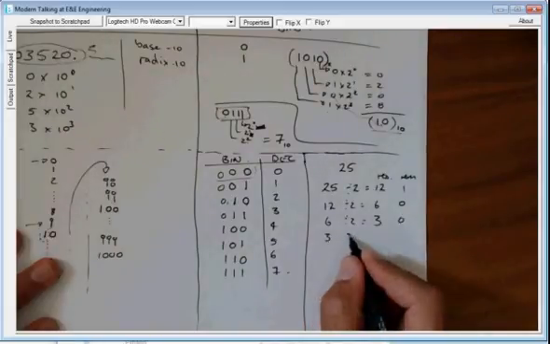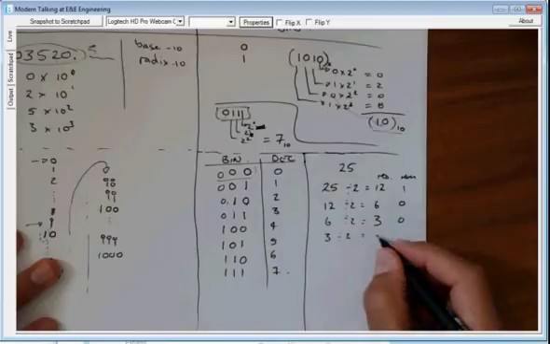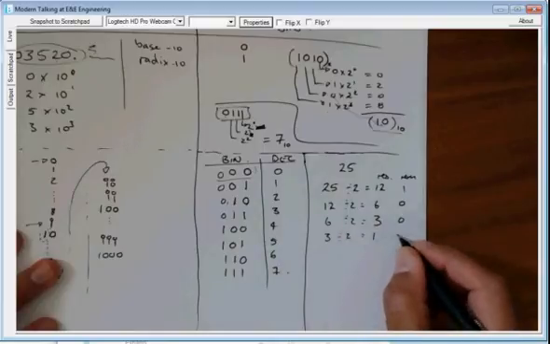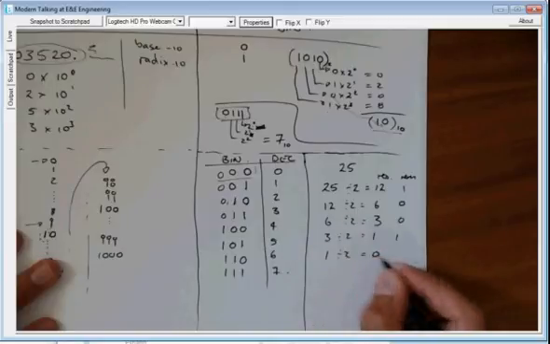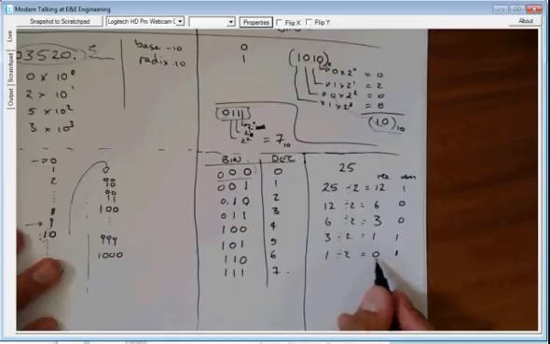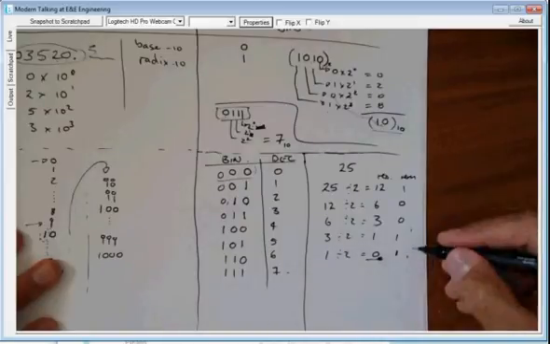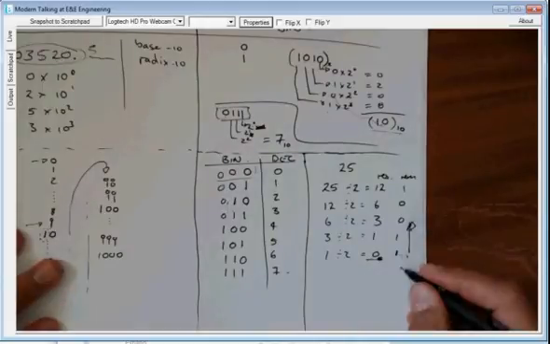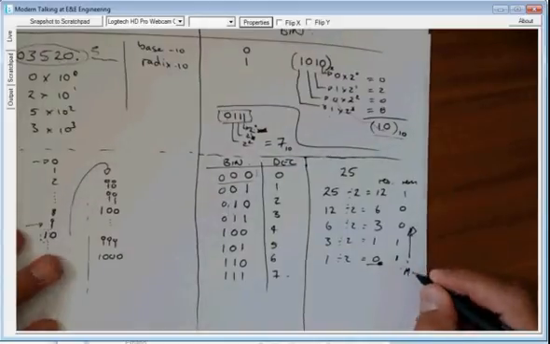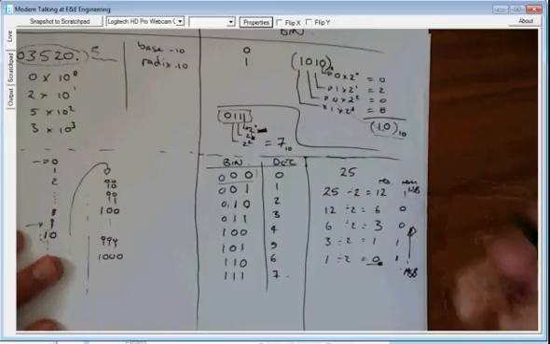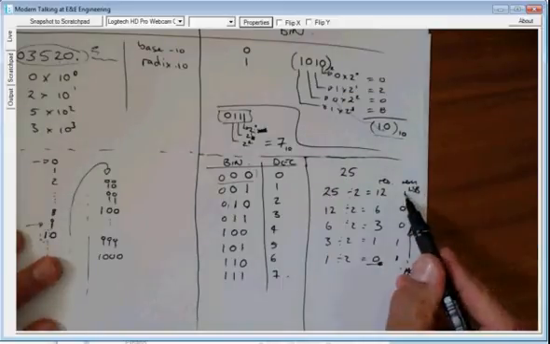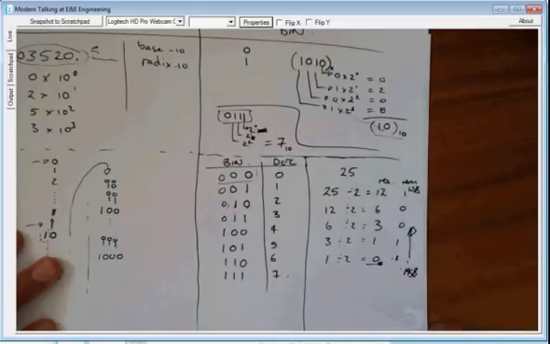3 divided by 2 gives you 1 and a remainder of 1. 1 divided by 2 gives you 0 and a remainder of 1. That's the method that we use until you reach a 0 here. When you've reached a 0, then your binary number is written down here, where this is the most significant bit, this is the least significant bit. And all that means is this is the ones and this is the 2 to the power many.